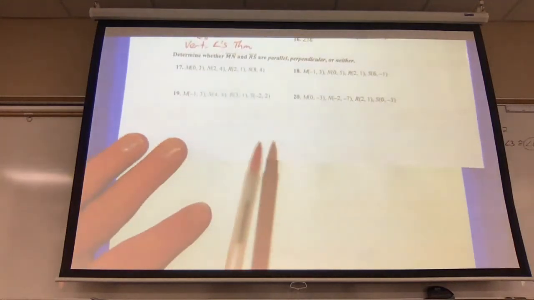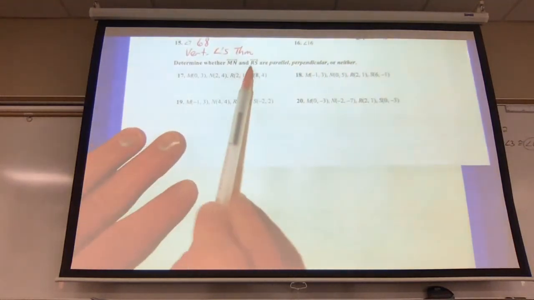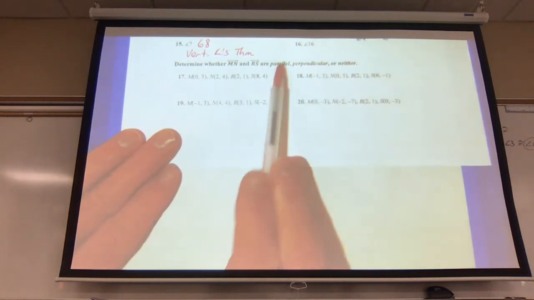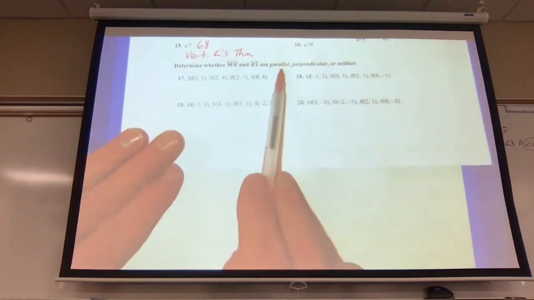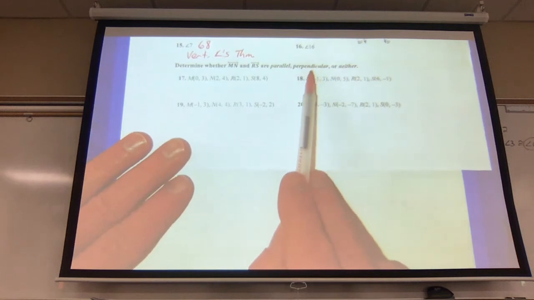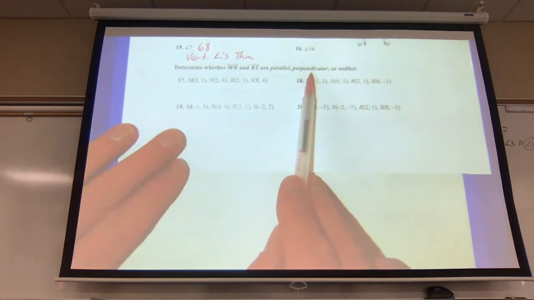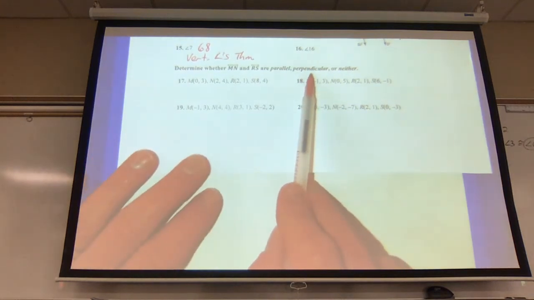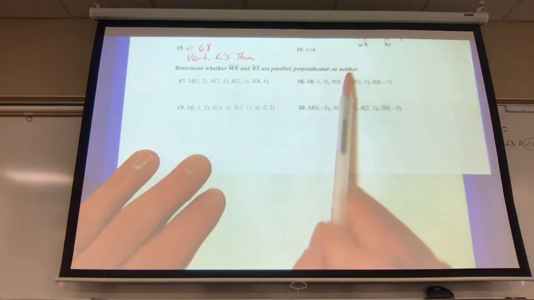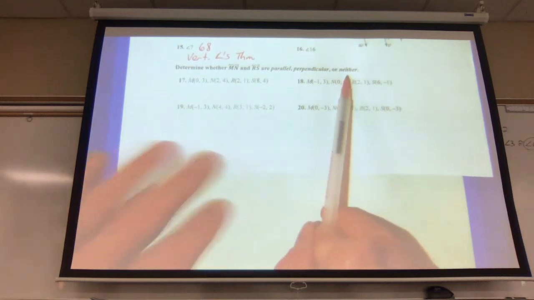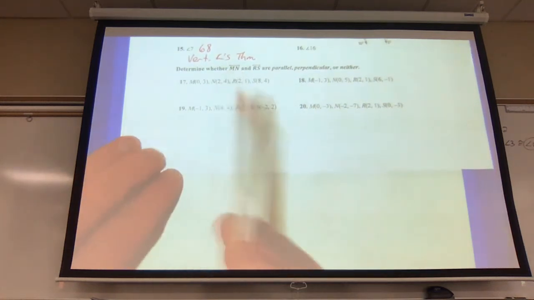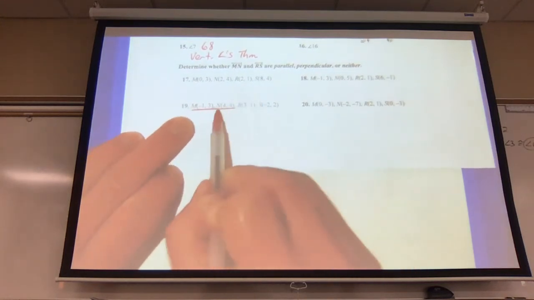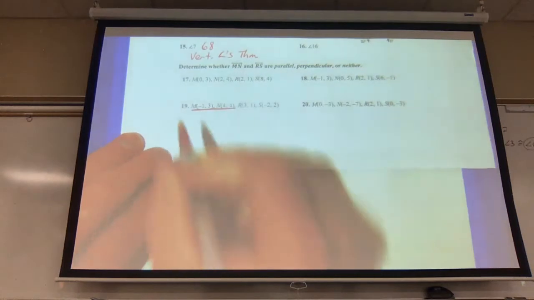19, they want us to determine whether MN and RS are parallel, perpendicular, or neither. They're going to be parallel if they have the exact same slope. They're going to be perpendicular if they have opposite slopes. Opposite slopes means they're different signs, one's positive, one's negative, and their fractions are reciprocals of each other. And if neither of those two things happen, then our answer is neither. So let's start with MN. To find the slope of MN, I'm going to use the points M and N, because those are the two letters we use to name that line.